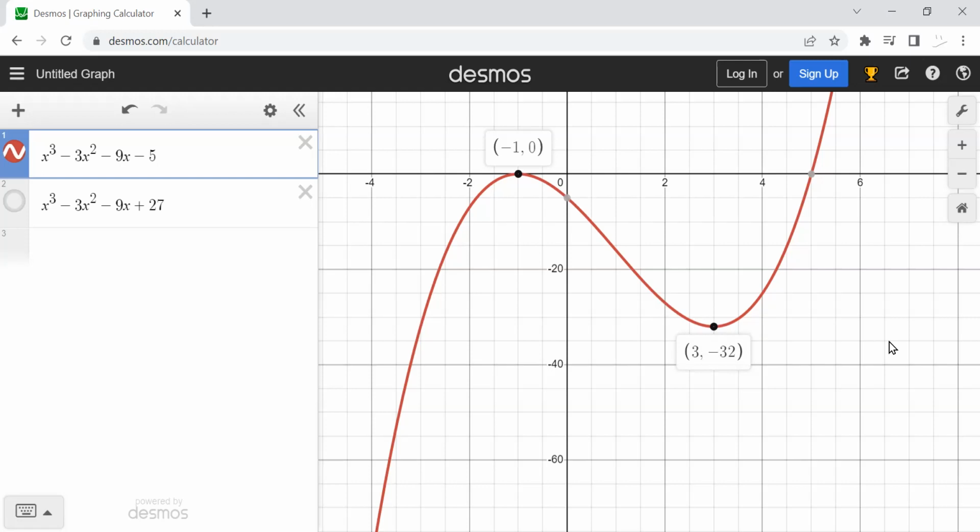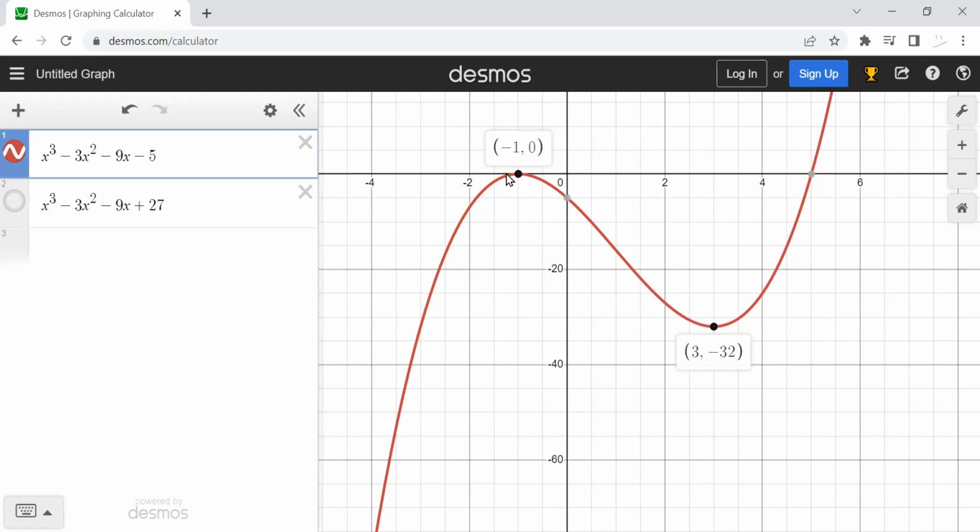You see my mouse? Their tangents are both parallel to the x-axis, which means they have a gradient of 0. So what is equal to 0? Gradient equals 0. What's the formula for gradient?